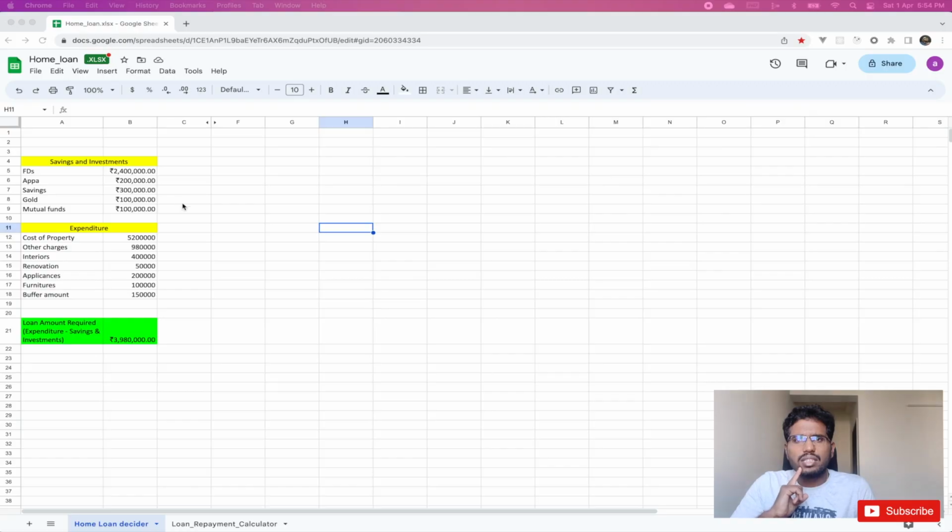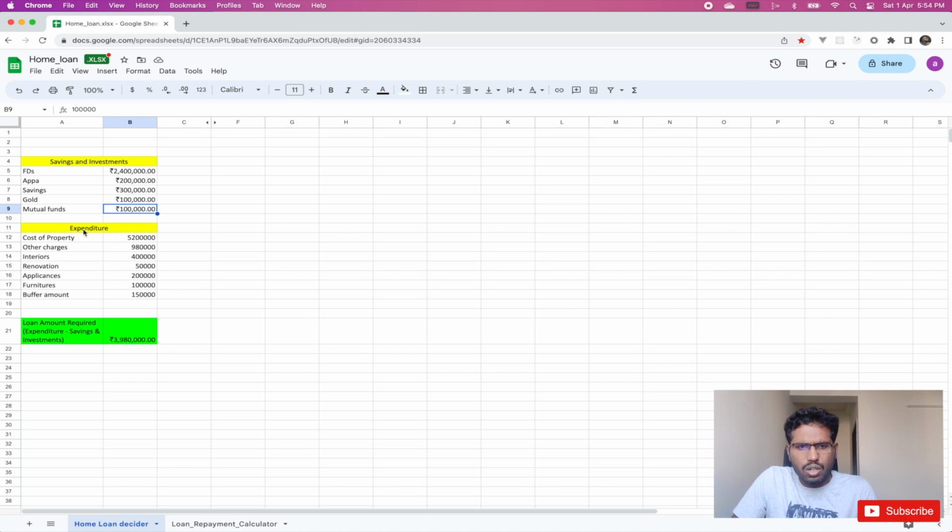See here, I have written the savings and investments. In my case, I have an FD which is around 24 lakhs. My dad helped me out with another 2 lakhs. I had a savings account balance of 3 lakhs, and I had a gold item which I can sell for a lakh. And I was willing to take 1 lakh away from my mutual fund for buying this property.